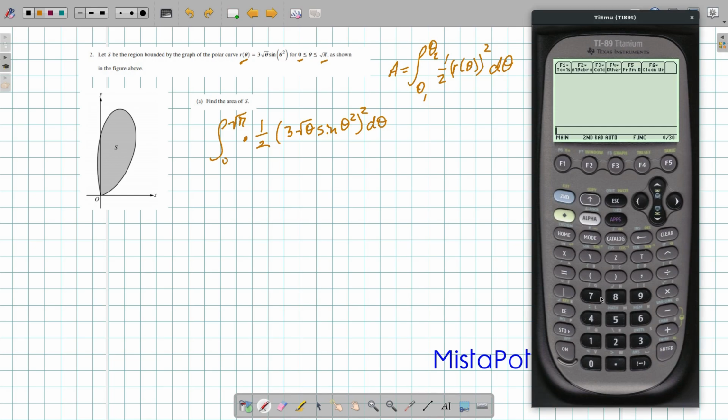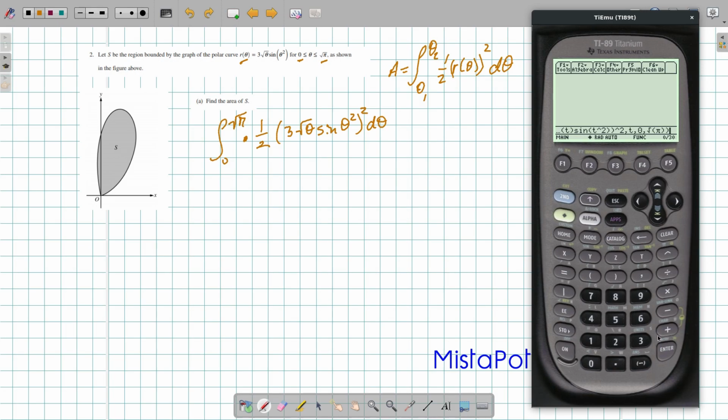So I'm going to go over here and do the integral of 1/2 times 3 times the square root of theta times the sine of theta squared, close for that, but I need to make sure that r, which starts here and ends here, gets squared as well. And I'm going to integrate this with respect to theta from 0 to the square root of pi.